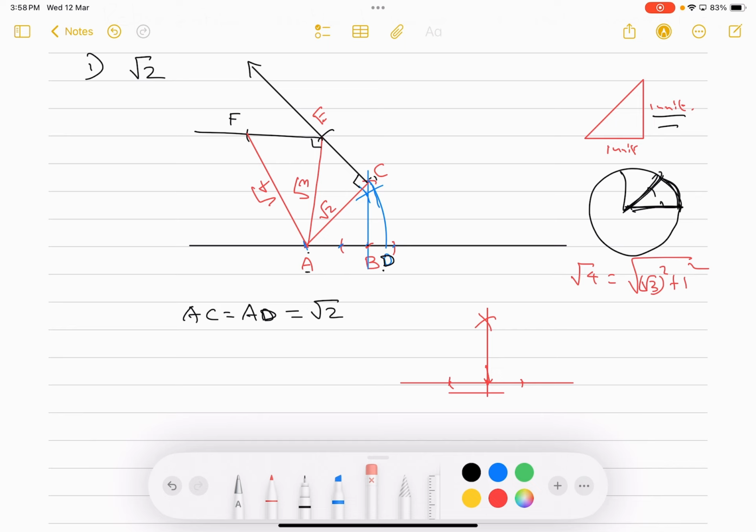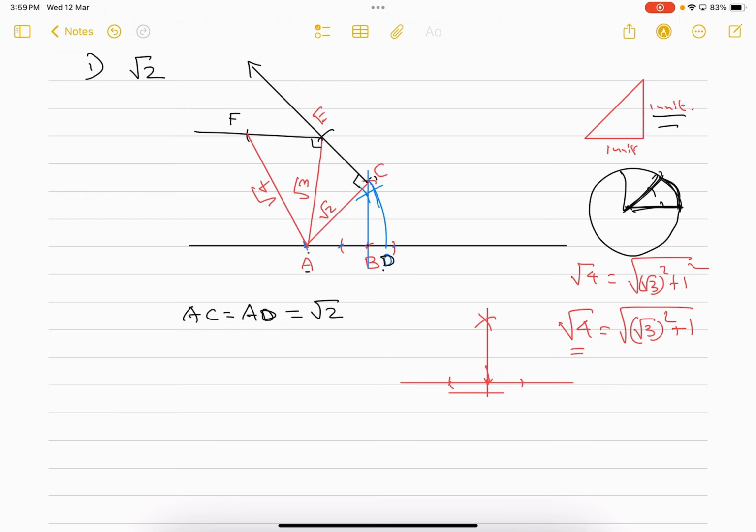Wait, ma'am, I didn't understand how you got root 4. See, what is root 4? Root 4 is the root of root 3 square. What is root 3 square? Root 3 into root 3 is 3. Yesterday's notes, it is plus 1. So 3 plus 1 is 4, right? You have to get 4.